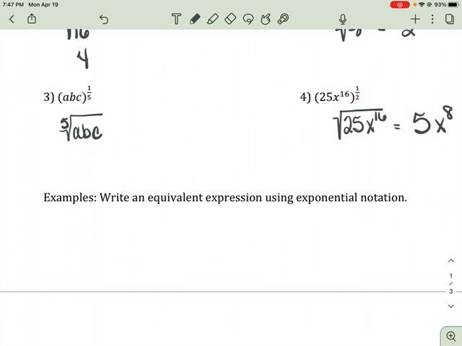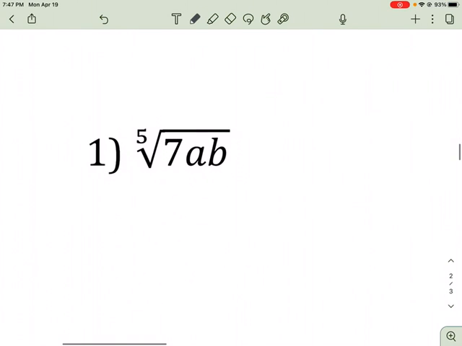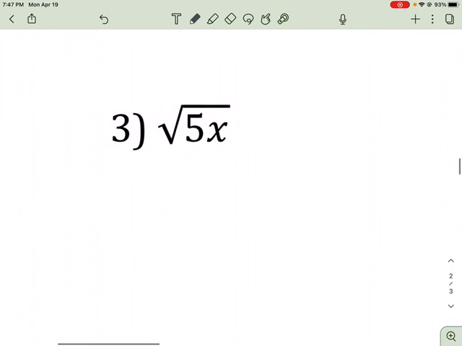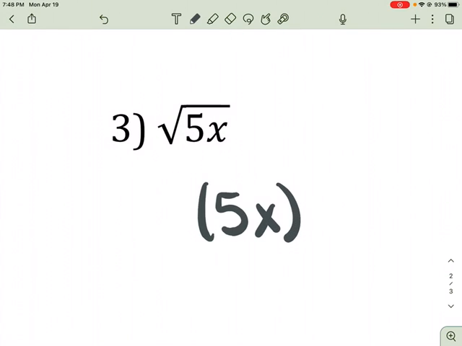So I'm giving you the radical, and you have to write it as an exponent. The 5th root of 7ab. So we have 7ab, and we're always going to use parentheses when it's more than one number or variable. My root is 5, so 1 over 5. Let's try this one. Okay, so 5x, we're going to use parentheses. Our root is 2, right? Square root, so 1/2.